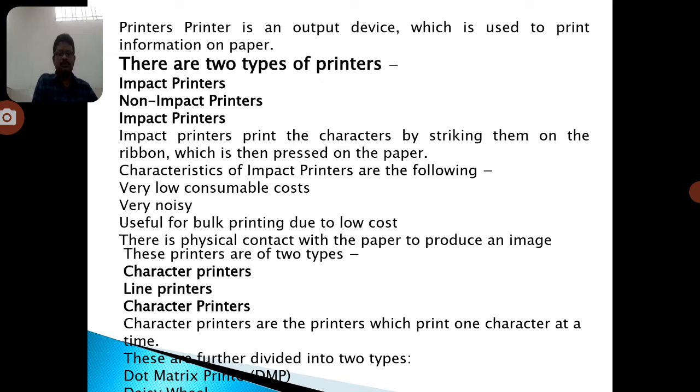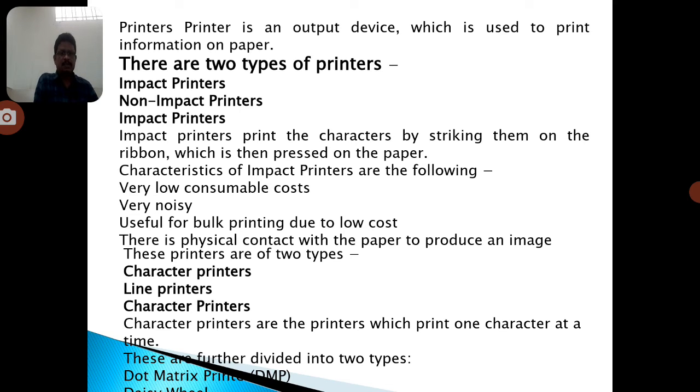So whatever information we give as input, the same information will be printed onto the output device, that is, on the paper or any other sheet. Actually, there are two types of printers: the first is the impact printers and the second is the non-impact printers.